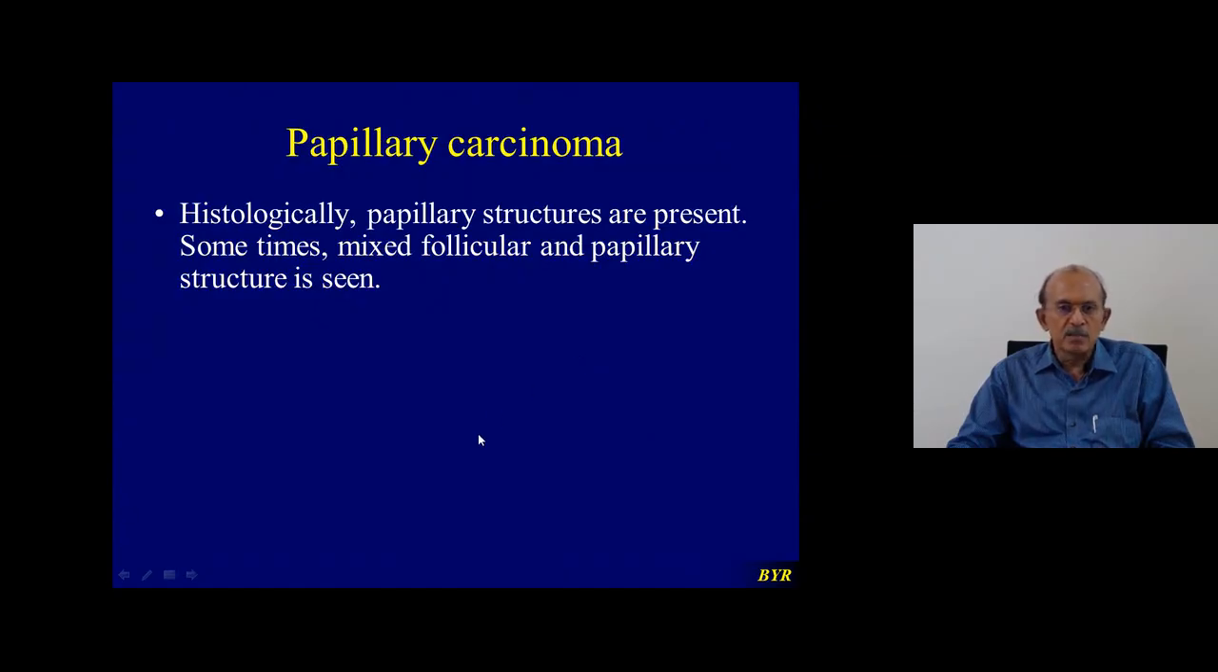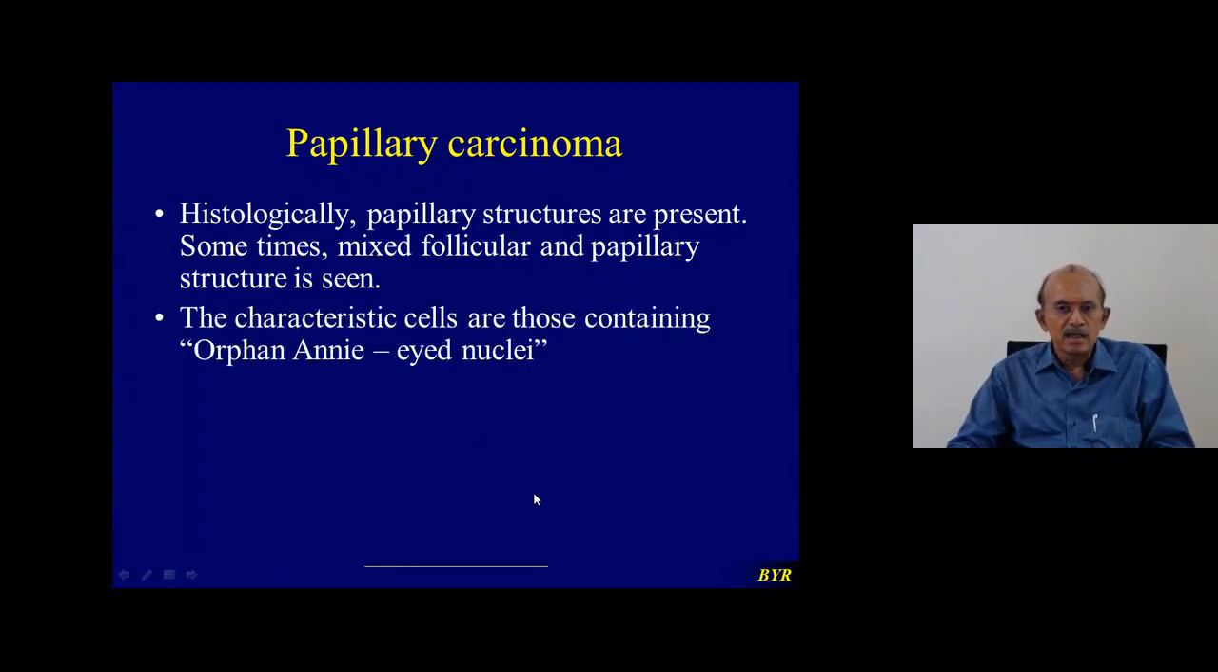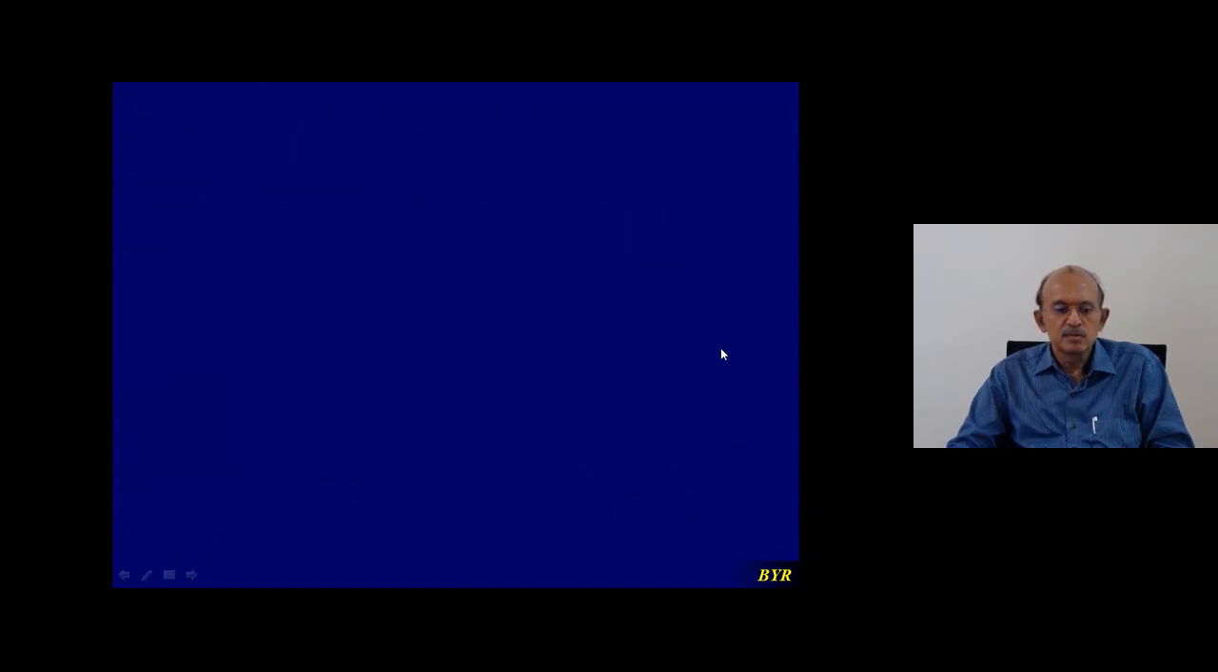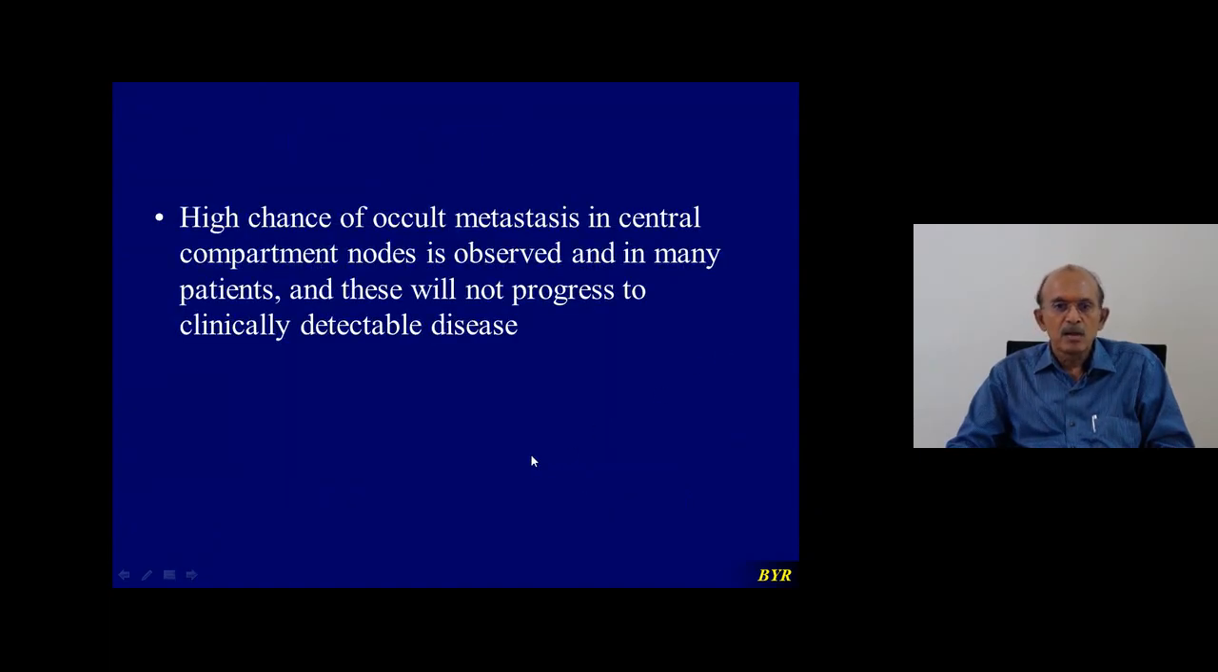Histologically, papillary structures are present. Sometimes mixed follicular and papillary structure is seen. The characteristic cells are those containing orphan Annie nuclei. You see multiple papillary projections and empty nuclei. A high chance of occult metastasis in central compartment nodes is observed in many patients, and these will not progress to clinically detectable disease. So there will usually be occult metastasis in the central compartment nodes, that means the pretracheal and Delphian nodes.